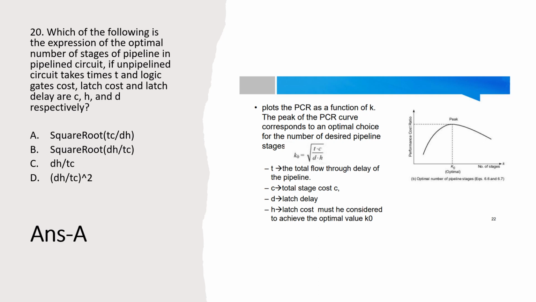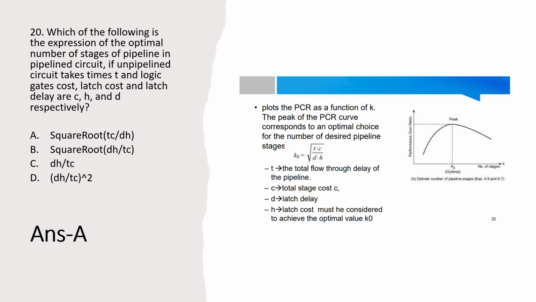So I hope you understand it. And I also want to give some more information regarding this question. So the answer will be the square root of tc by dh. Here you can see in the expression it is written. So after a certain number of stages, the benefit will be off, and the performance will start diminishing.